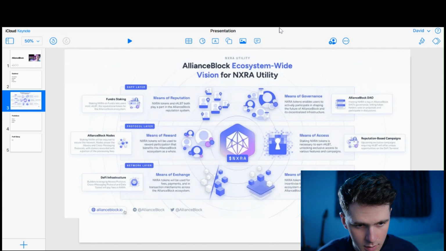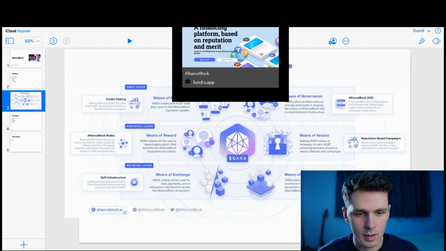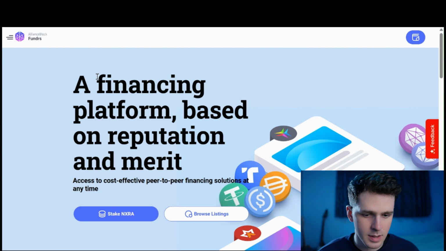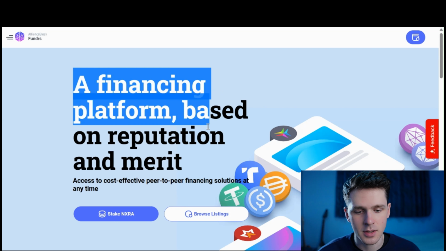Huge, huge utility. Now moving on to the actual products where NXRA will be used for utility. One being Funders, a financing platform based on reputation and merit.